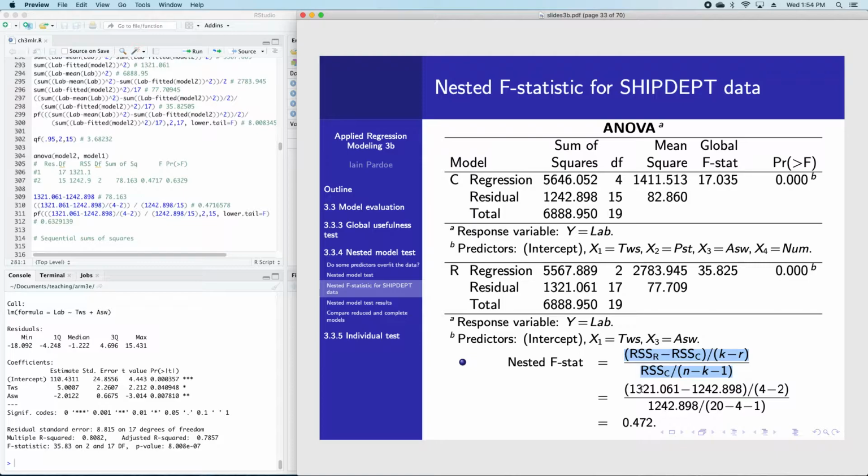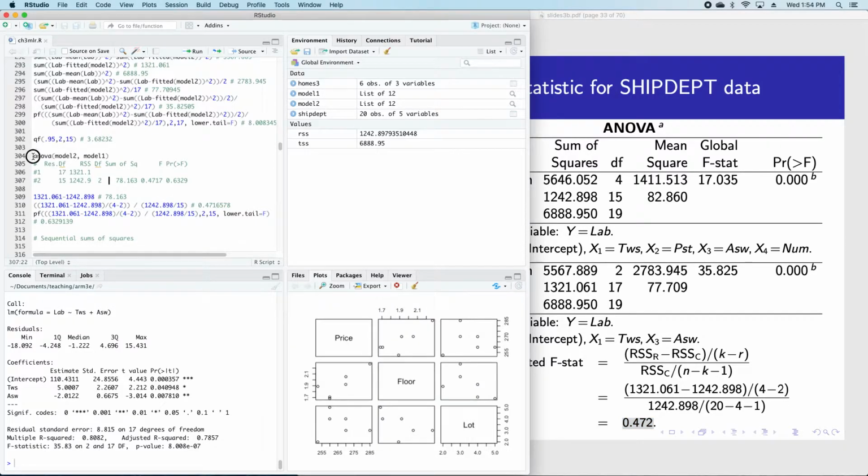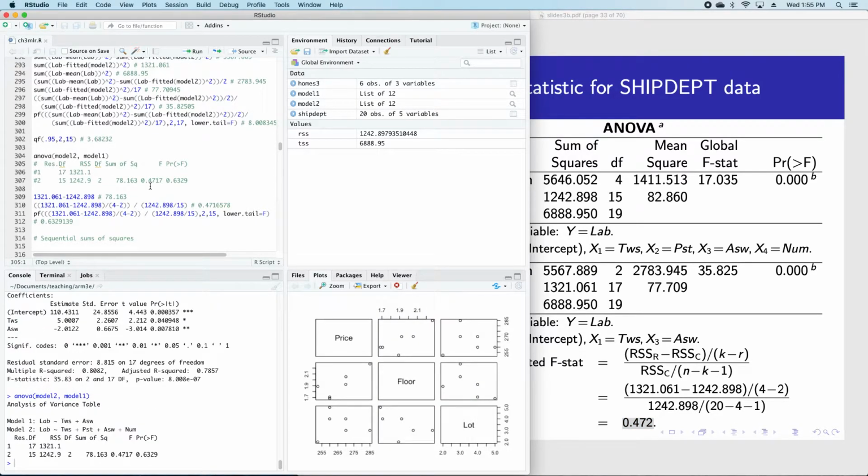The residual sum of squares for the reduced model is here, for the complete model is here, and then k is 4, r is 2, n is 20. I plug all those numbers into my formula and I get 0.472. Alternatively, I can use the ANOVA function in R, and that gives me 0.472 directly.